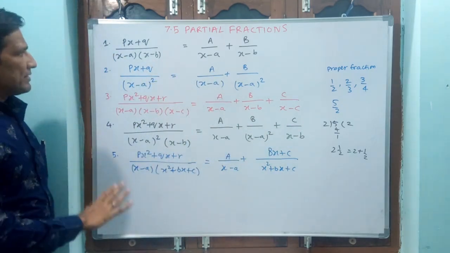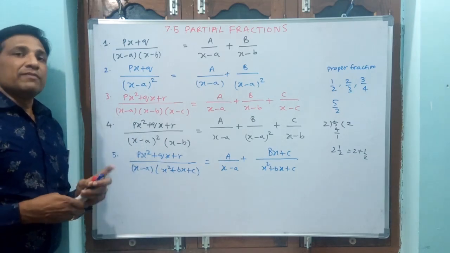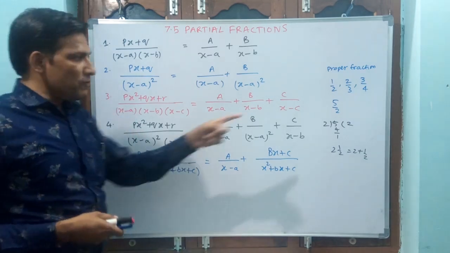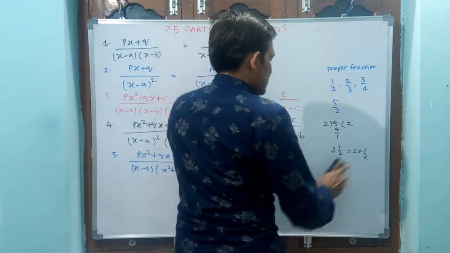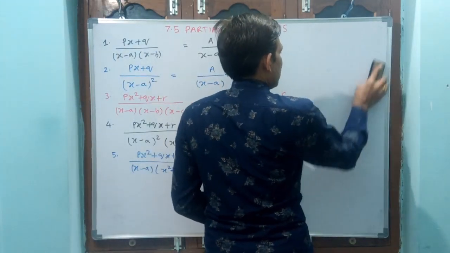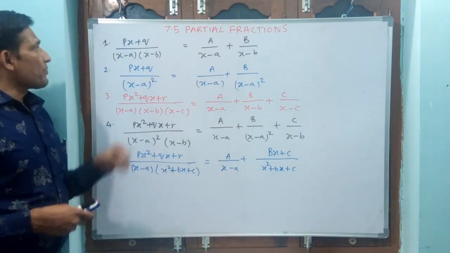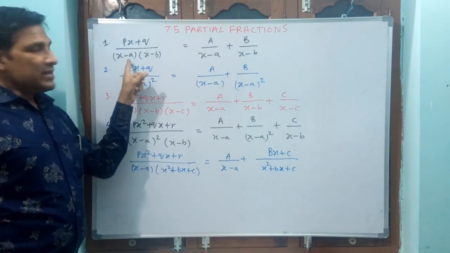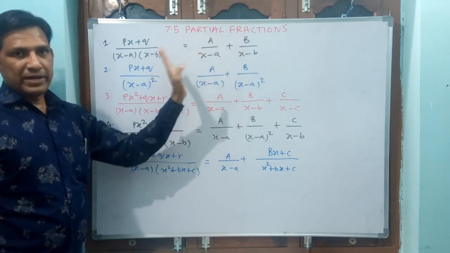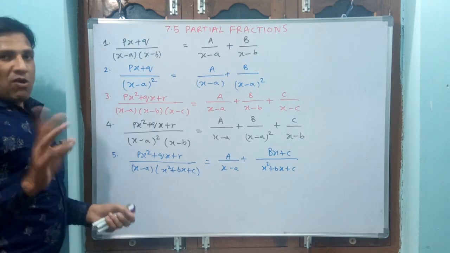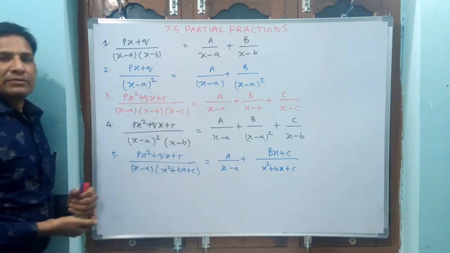Okay. This is one thing. Proper fractions only we are going to deal with in partial fractions. If any improper fraction comes, then we will make it proper, then again we are going to deal with it. Okay. This proper and improper story is over. Now let us go back to our 5 formulae. (px plus q) by (x minus a) and (x minus b) is equal to A by (x minus a) plus B by (x minus b). I have explained how to do it. See, what if rather than (x minus a) and (x minus b), (x minus a) whole square comes?